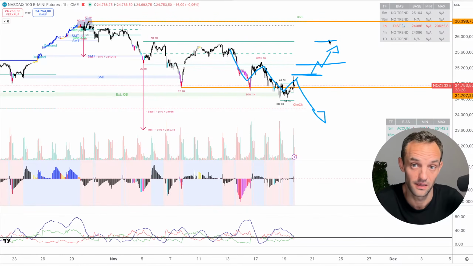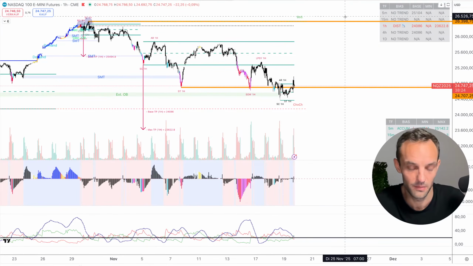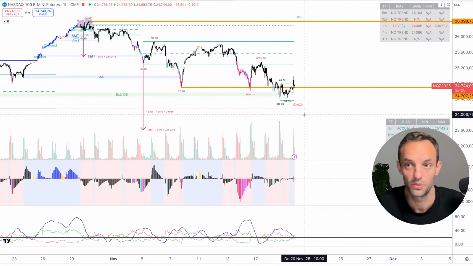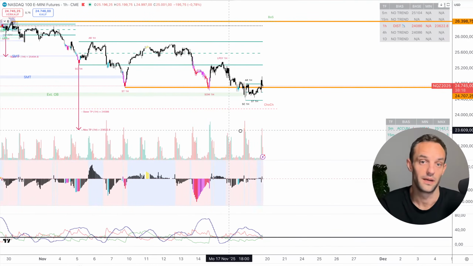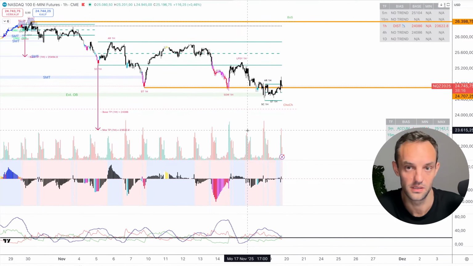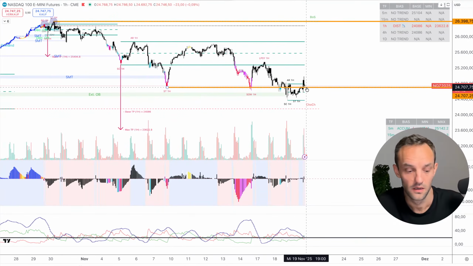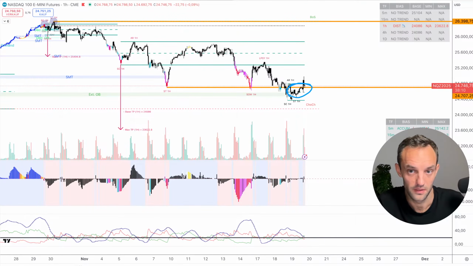what happens then? If we break to the upside, we have a target at the top. We have NVIDIA numbers tonight. These will definitely move the market. NVIDIA is up by 3% today. But we will see how the reaction is tonight after the numbers. Okay, so, but very important and interesting to know.